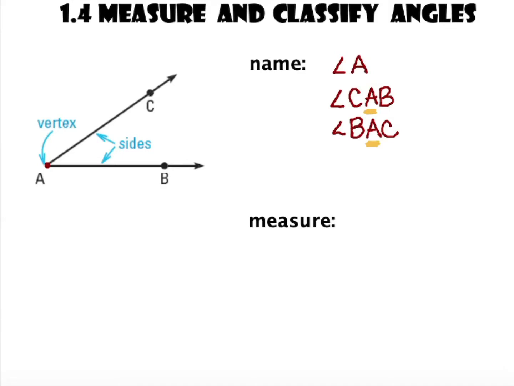And one last way, eventually I'll get kind of lazy and I'll just start numbering angles. I could call that angle 4, for example. That doesn't mean it's 4 degrees, it's just a label for that particular opening right here.